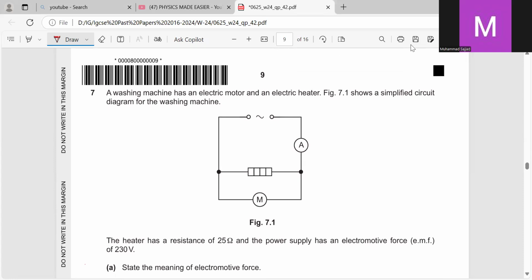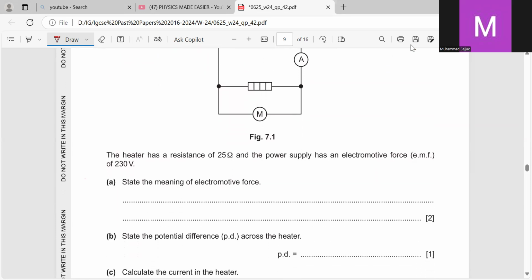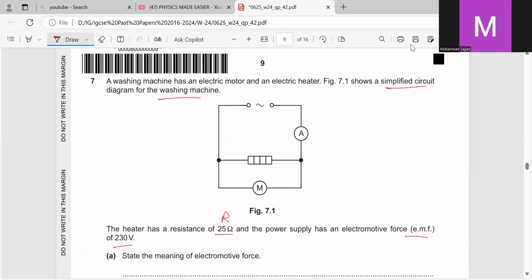A washing machine has an electric motor and an electrical heater. Figure 7.1 shows a simplified circuit diagram for the washing machine. The heater has a resistance of 25 ohms, and the power supply has an electromotive force of 230 volts. In this diagram we can see the electromotive force is 230 volts. The resistance of this heater is 25 ohms. For the motor we don't have any idea. This is the symbol for the motor, and here this is the ammeter.